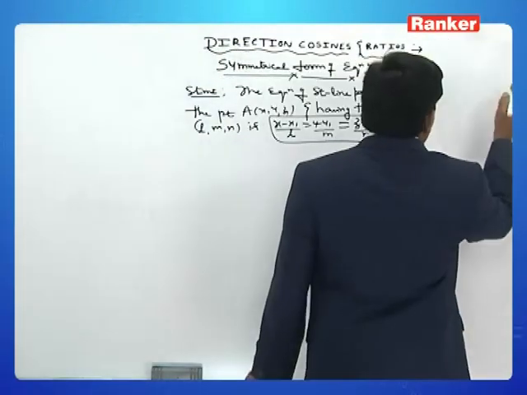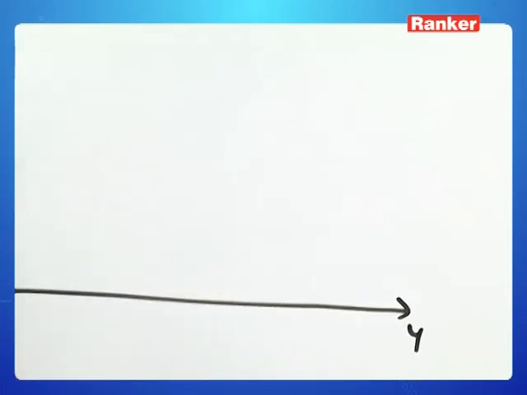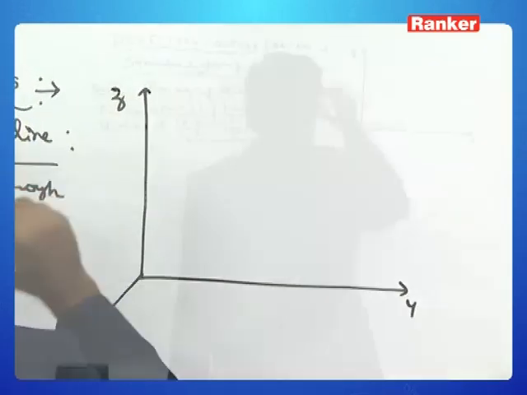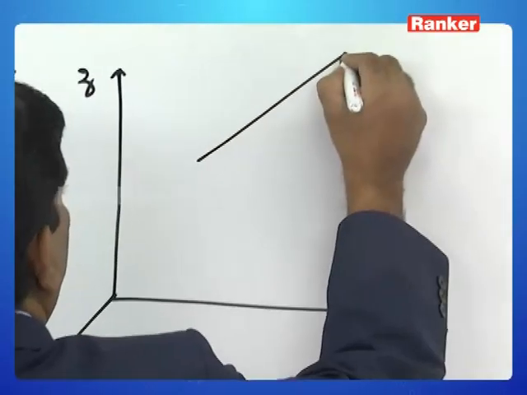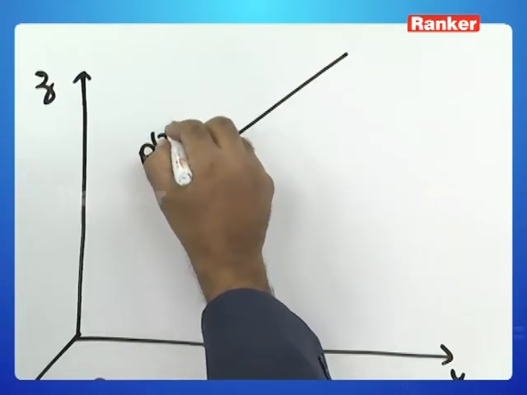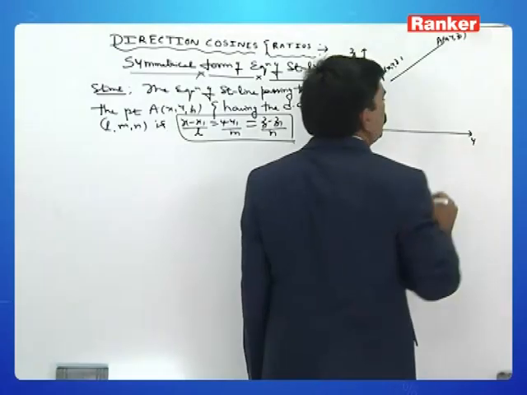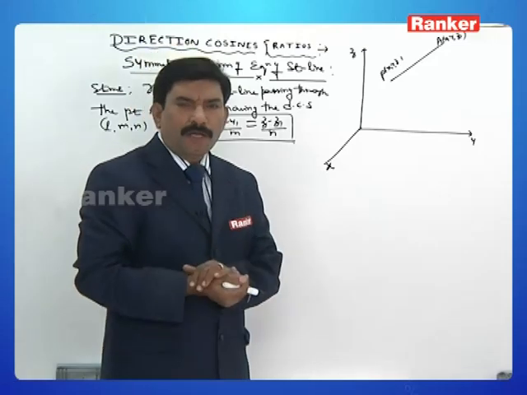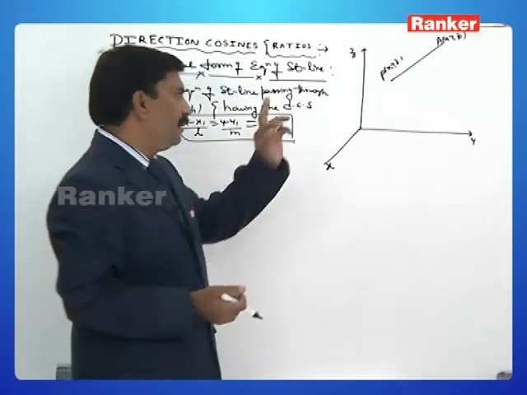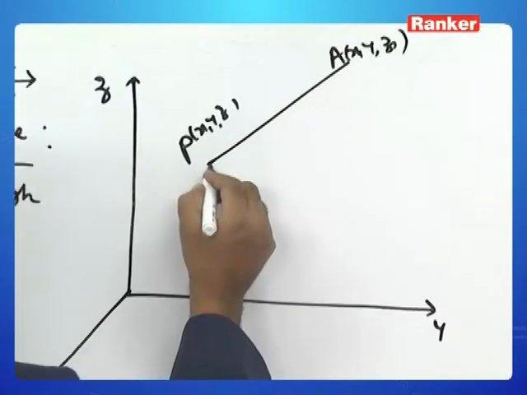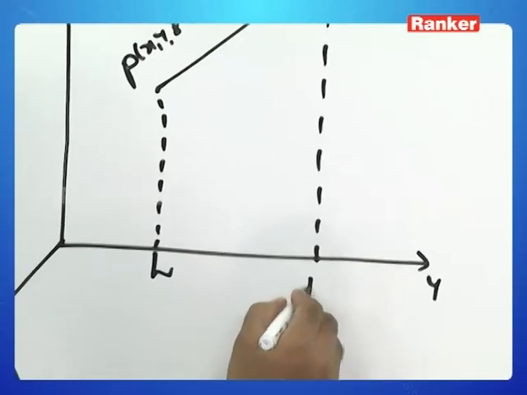Okay. Now I take this as the y-axis, this is the x-axis, and the z-axis. This is a straight line passing through the point A of x1, y1, z1, and P of x, y, z be the point on the line. This is a line. So now if I draw like this, draw a perpendicular, you call it L, you call it M.